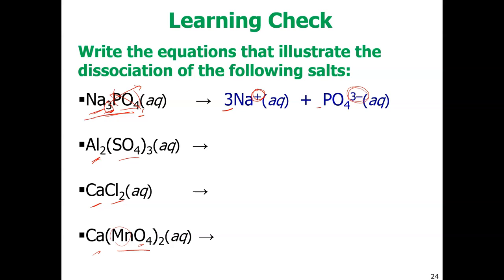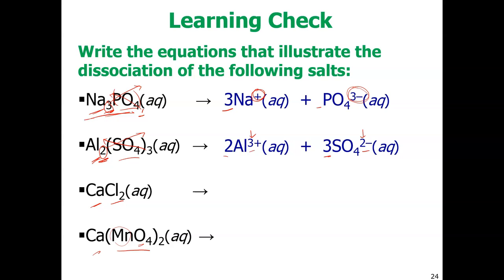If we look at aluminum sulfate, we do the same crisscross idea here. We'll have an aluminum that will have 2 of these. That subscript says that we have 2 of them. The charge is a +3, and then we have 3 sulfate groups with a -2 charge. So 3 times 2 is going to give us a -6.